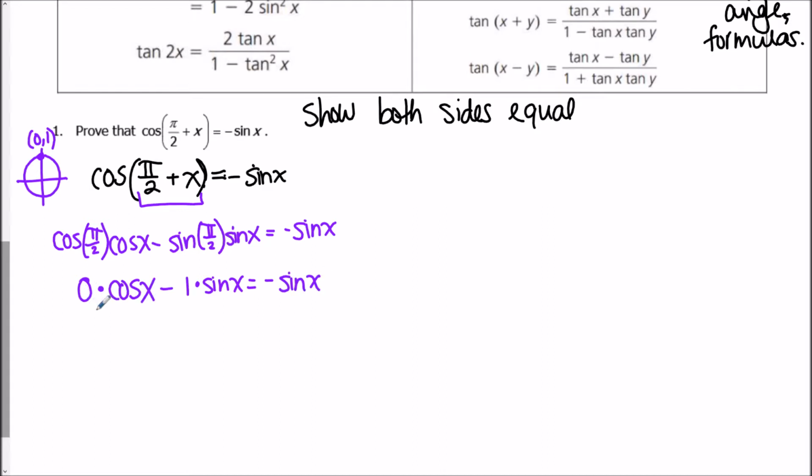So now 0 times cosine of x is 0, and then negative 1 times sine of x is negative sine of x. So if I get to a point where my left side and my right side are the same, I've shown both sides are equal, I've done my proof, and I'm done. That's my final answer. I've proven my identity, okay?